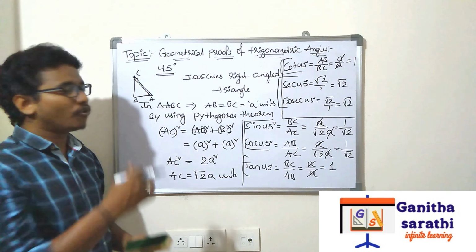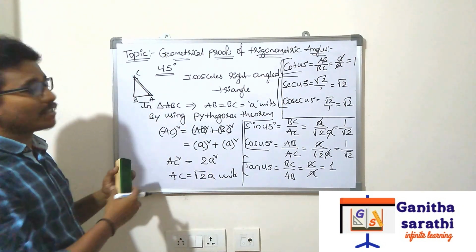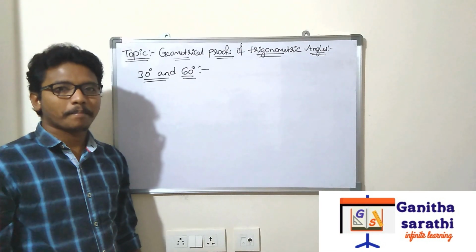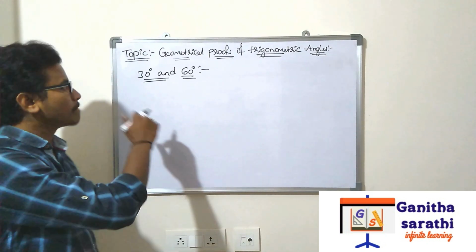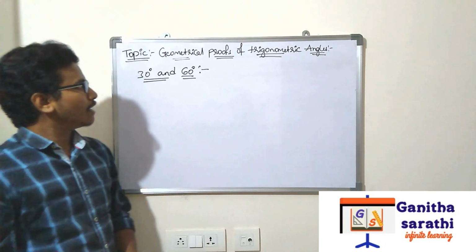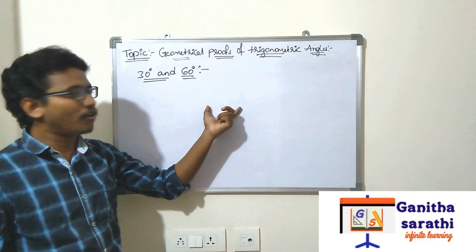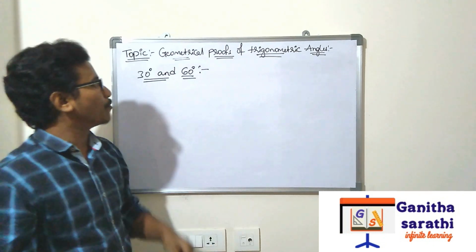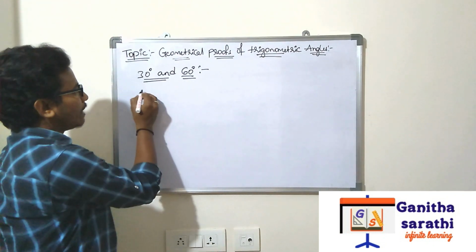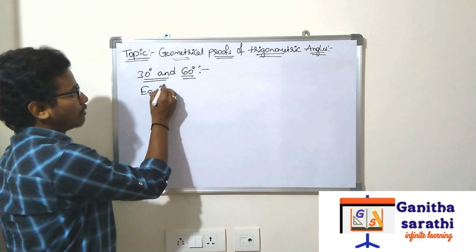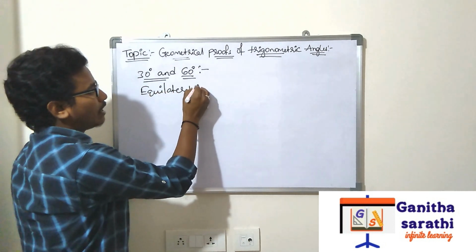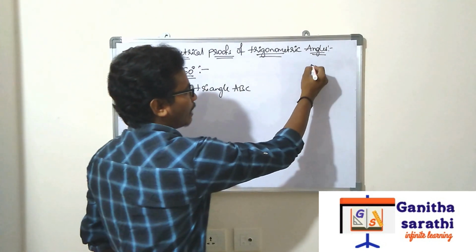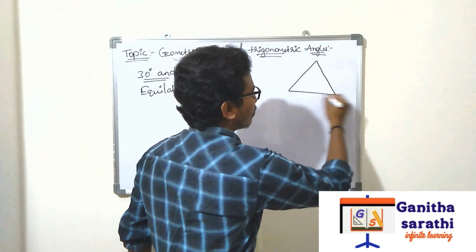Now, let us move on to the next angles, that is 30 degrees and 60 degrees. Previously we have proved 45 degrees, right? Now we will be proving 30 degrees and 60 degrees in the same proof. How will we prove? Let us take an equilateral triangle. Name the triangle as ABC. Equilateral triangle means all the sides will be equal, right?